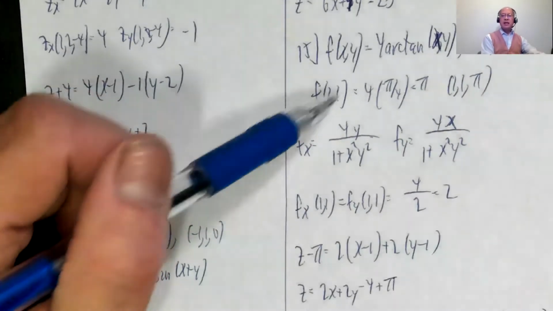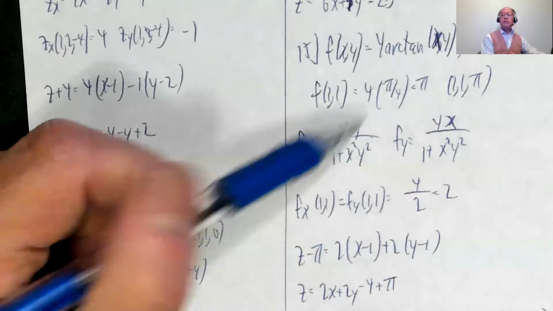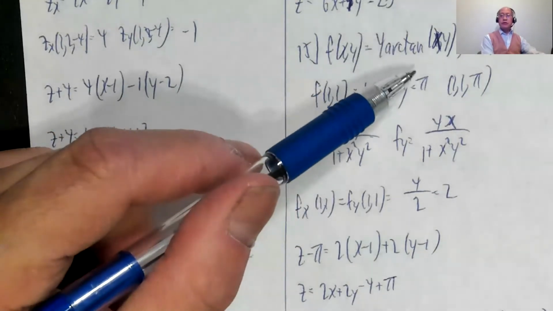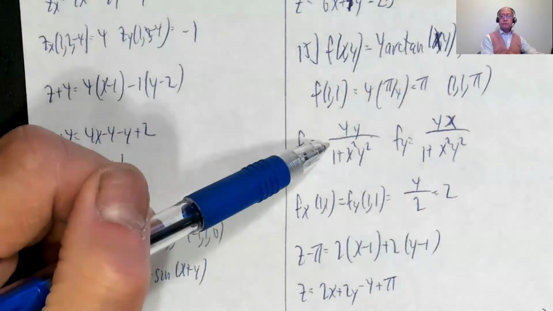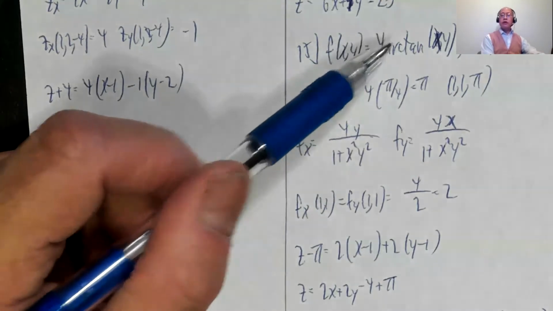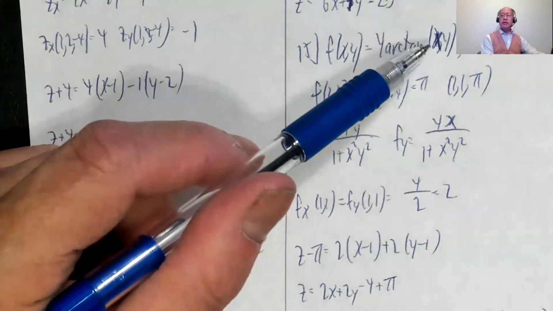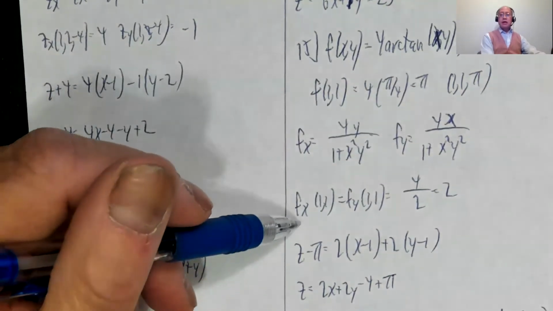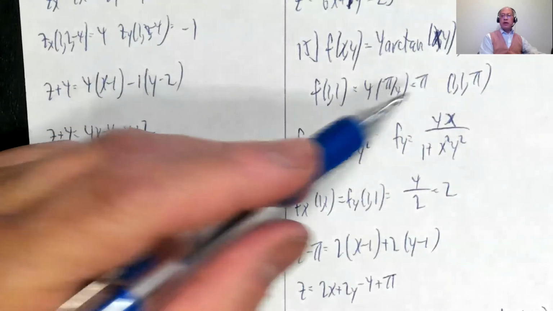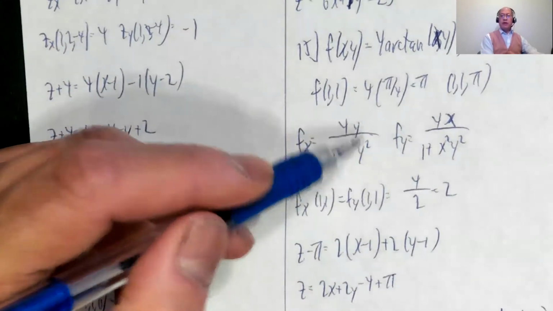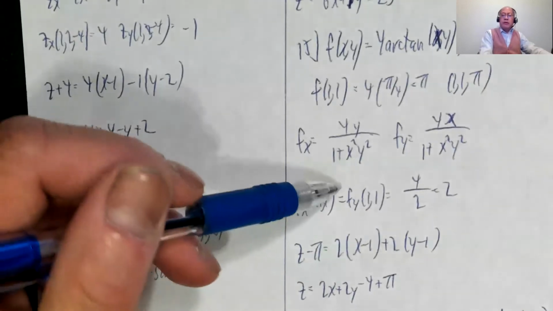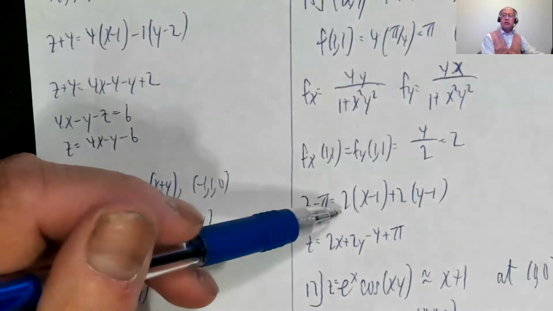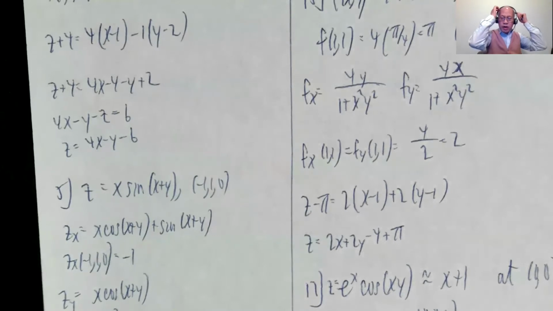Okay, partial with respect to x. 4 times 1 over (1 plus x squared y squared), times the derivative with respect to x, which is y. Differential with respect to y, 4 times 1 over (1 plus x squared y squared), times the derivative with respect to y, which is x. Plug in 1, 1. Well, if I plug in 1 and 1, I get the same thing for both of them. 1 there, 1 there. So I get 4 over 2, 2 for both of them, right? Because you're going to plug in 1 here. You're also going to plug in 1 there. So 2. So z minus pi equals 2 times (x minus 1) plus 2 times (y minus 1).